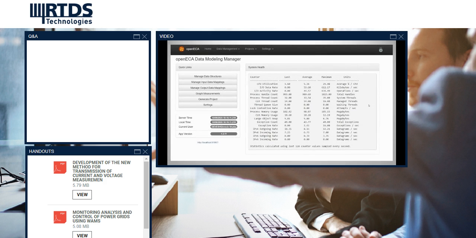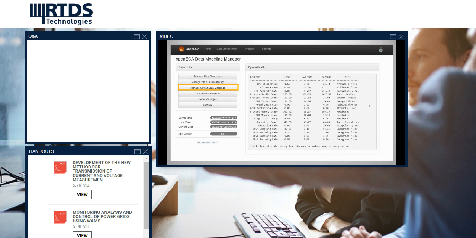The OpenECA manager would be interfaced with MATLAB using the OpenECA data modeling manager. Using manage data structure, we would define 2 data structures, that is result data and source data. These data structures would be used for mapping the input data and output data.